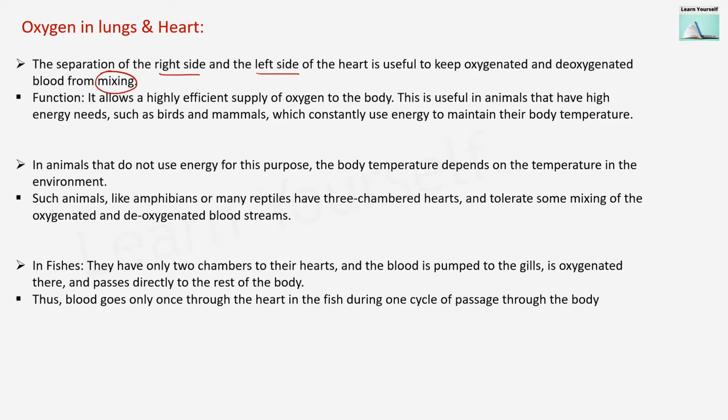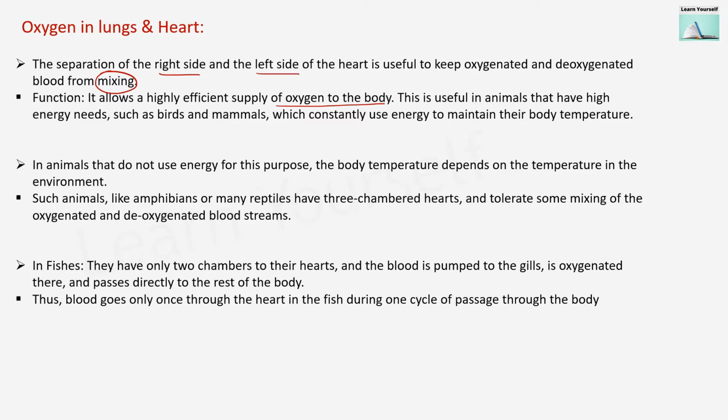Now what is the function? It allows a highly efficient supply of oxygen to the body. Once this impure blood will not mix with the pure blood, the purest oxygen rich blood will reach to the tissue and it will give us maximum amount of energy.